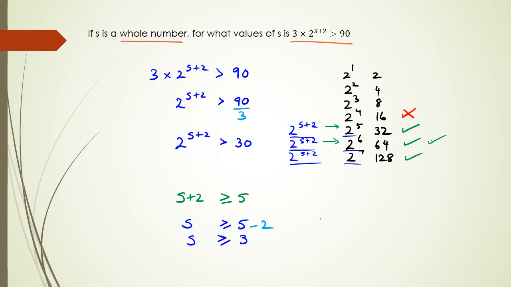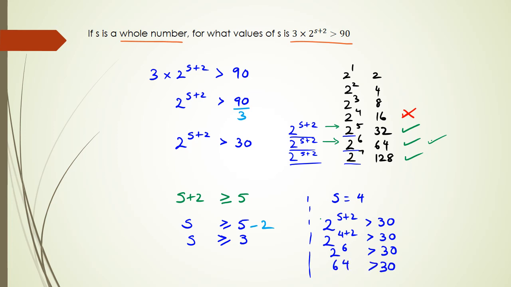Okay, so that's the final answer, but let's actually try it out. What happens if s is equal to, I don't know, 4? Then we would go 2 to the power of s plus 2 and see if it's greater than 30. We've got 2 to the power of 4 plus 2. Is it greater than 30? Well, we've got 2 to the power of 6, which is 64. 64 is bigger than 30, so that means this is correct.